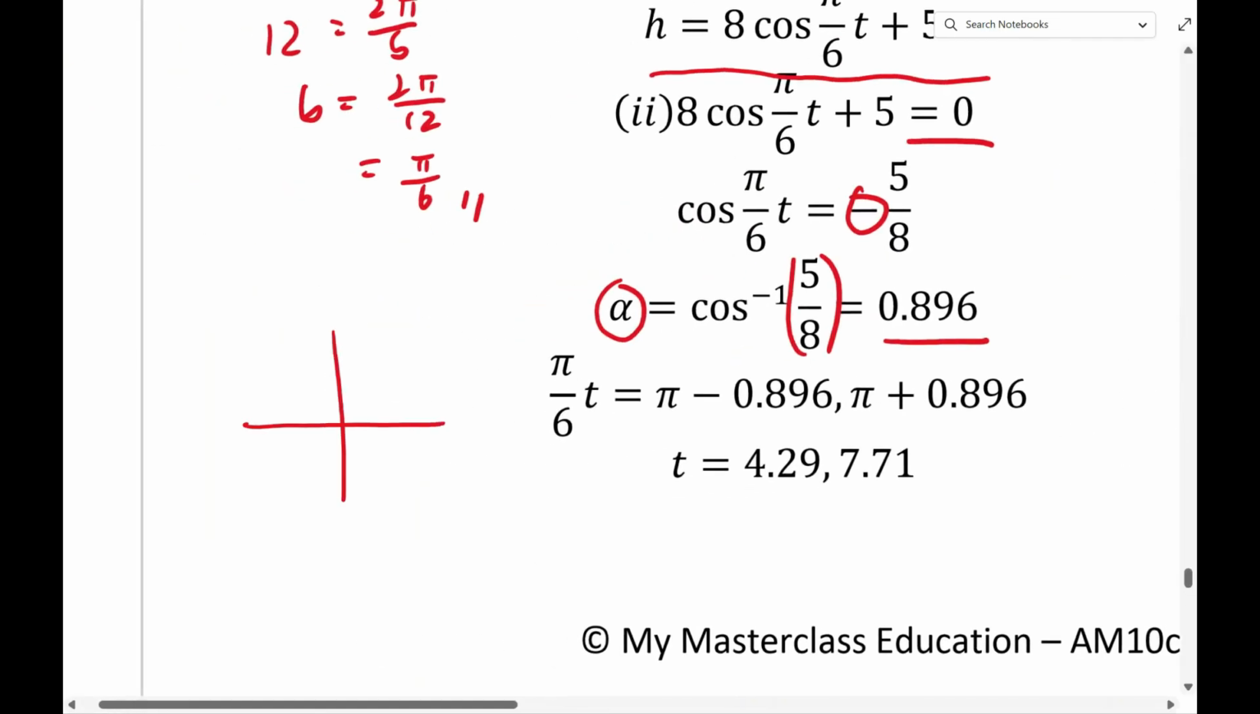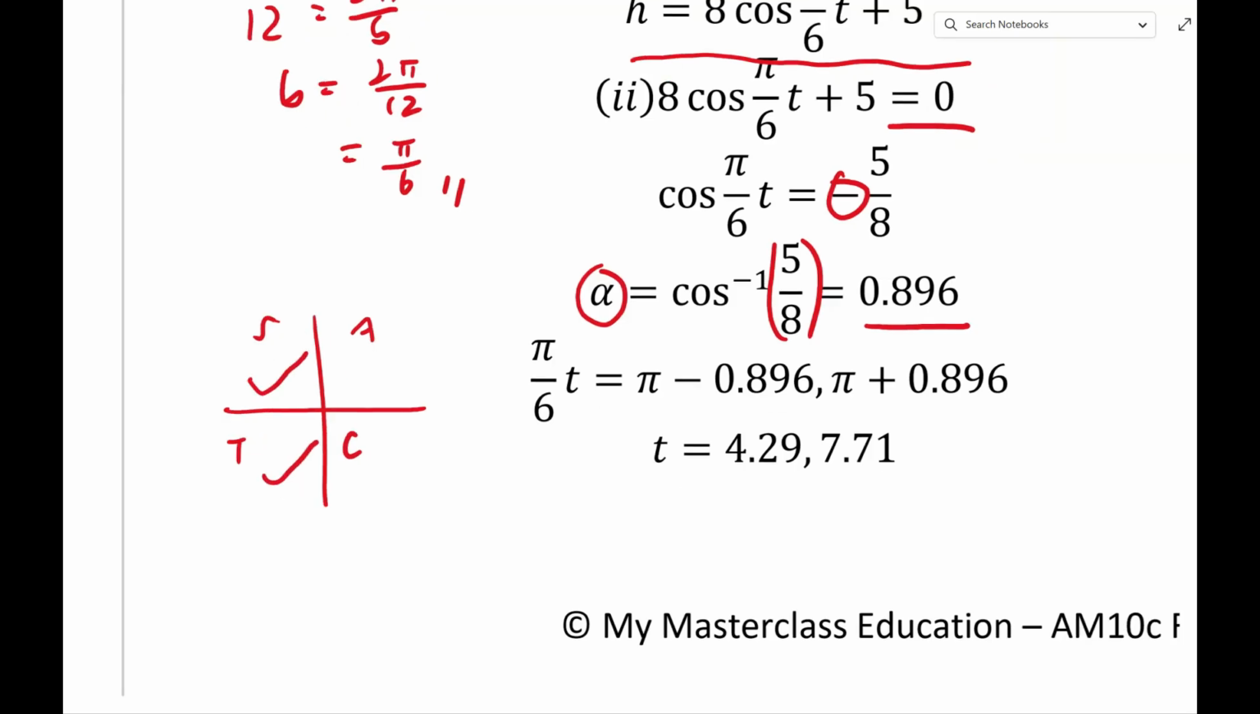Now if we draw out our ASTC, A and C are the ones that will give us a positive value because it's cosine, right? So we don't want those. We want the quadrants that will give us a negative sign. Therefore, it is in quadrants S and T, which is quadrant 2 and quadrant 3.